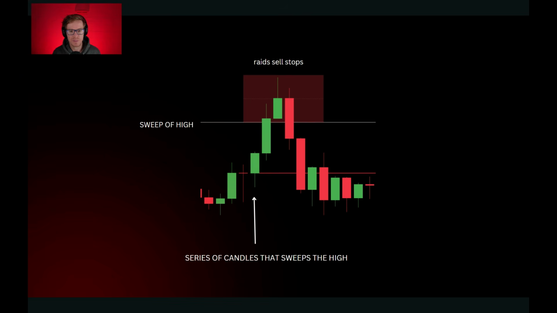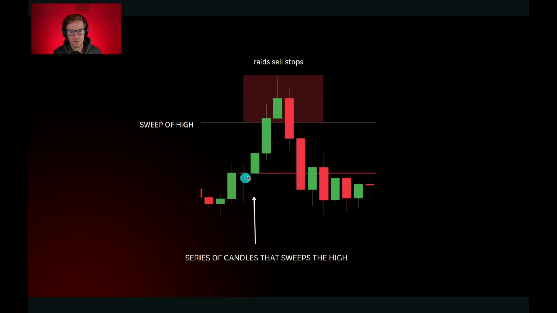Let's zoom in a little bit here. If you look here, this would be our key level, which would be a previous candle high or a swing high or a swing low point. You can see price sweeps out this level, but also notice the aggression in the candles that sweep it out. We've got this aggressive buying that sweeps out the high, raids out these stop losses, and then we get this aggressive selling down, causing this V formation.